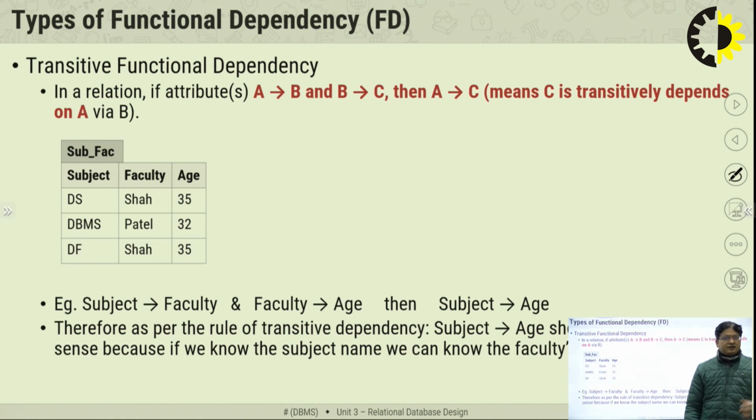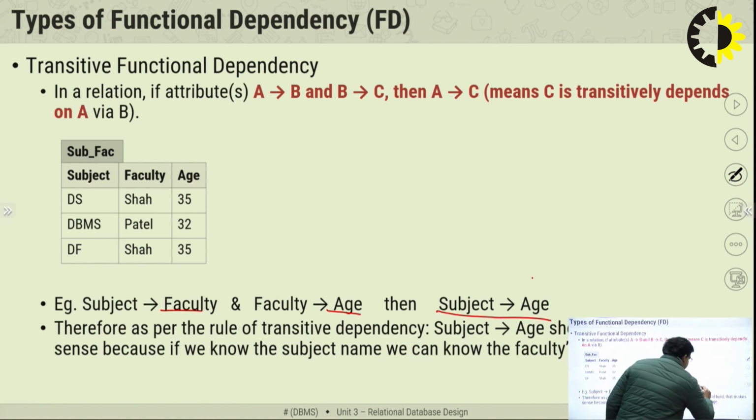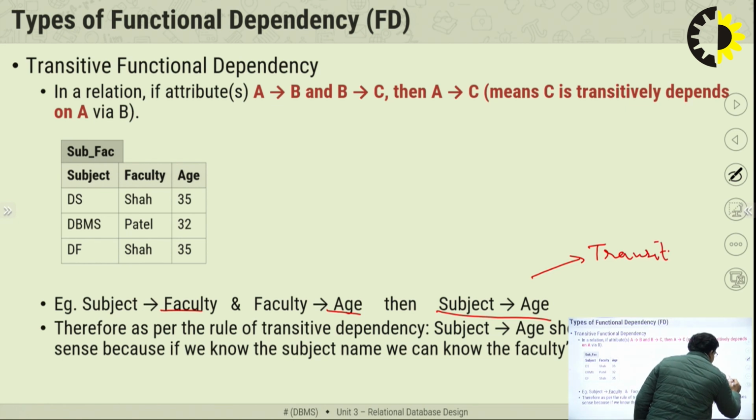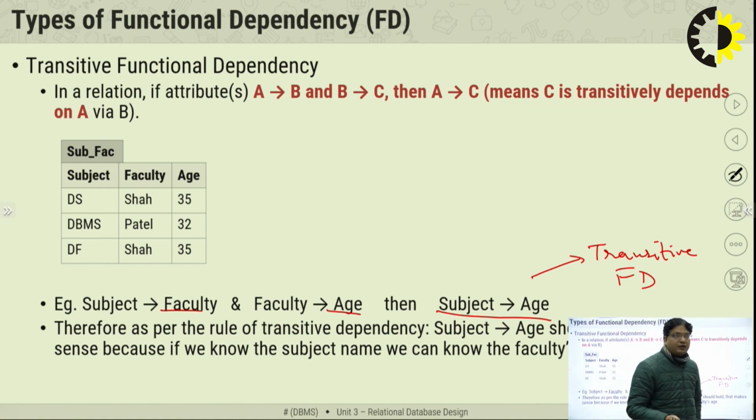Now subject is determining the faculty, and faculty is determining age. Then we can say that subject determines age. This is transitive FD. So as per the rule of transitive dependency, subject should determine age. This FD should be holding.